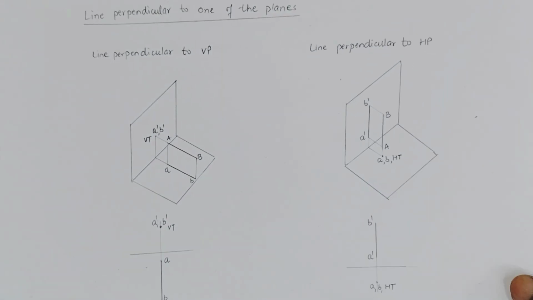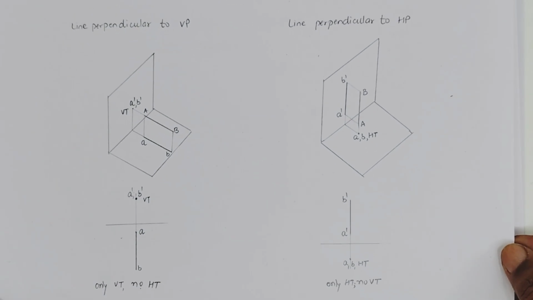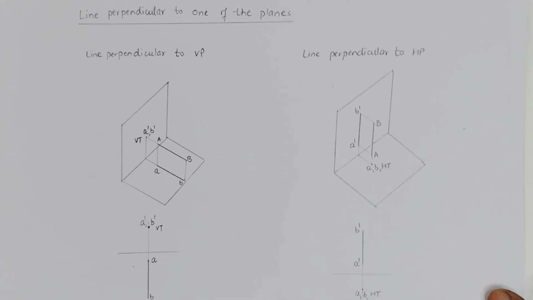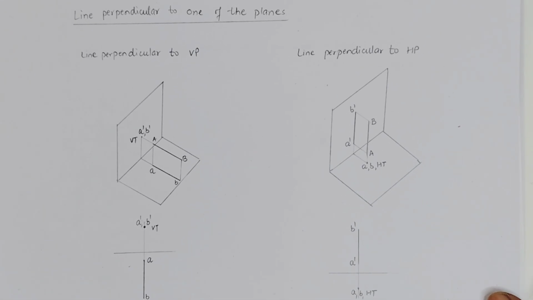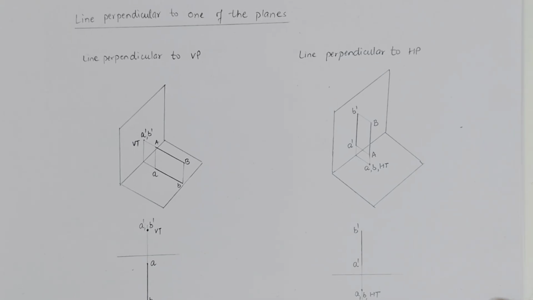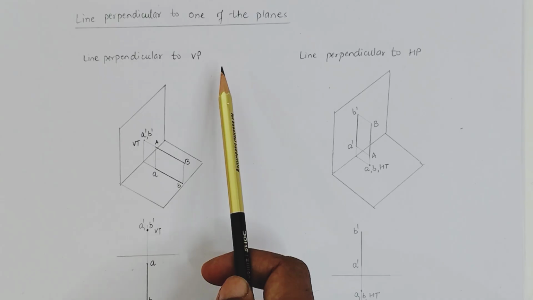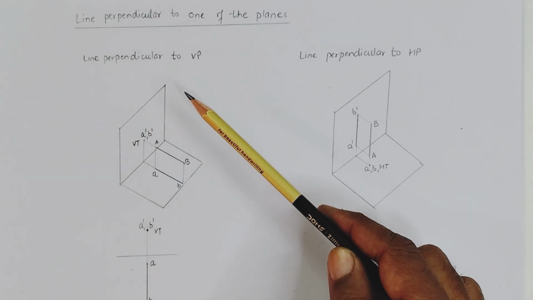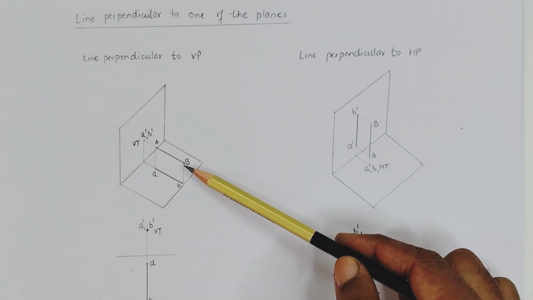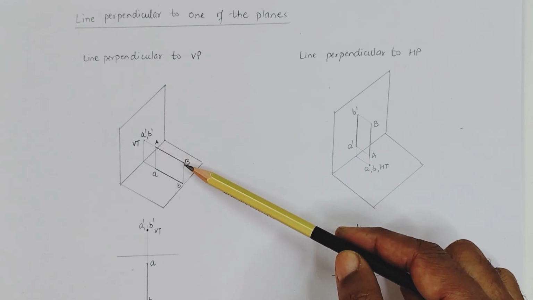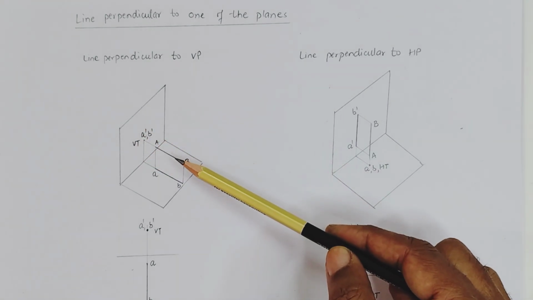Next case is when the line is perpendicular to one of the planes and parallel to the other. In this case, the line is perpendicular to the vertical plane. So here, this is line AB, which is perpendicular to the vertical plane, and we have to draw its projections.